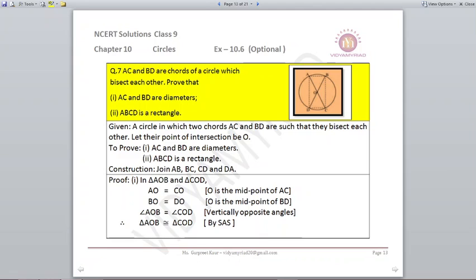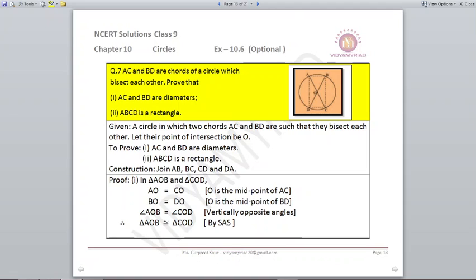Next, AC and BD are chords of a circle which bisect each other. Prove that AC and BD are diameters and ABCD is a rectangle. So let us prove this by using the given information. We will make the two triangles congruent first. Triangle AOB and triangle COD, the opposite triangles.